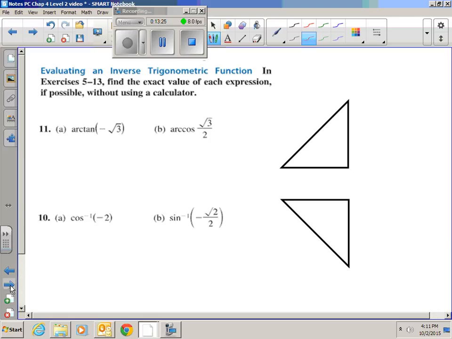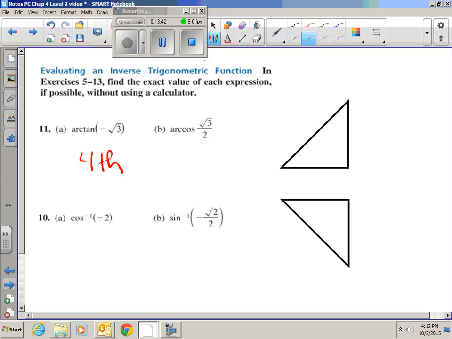This is from your homework. I'm not doing all of them, but I'll do a few. Let's look at number 11 here. A, I need to find the arctan of negative √3. Notice that arctan of a negative is going to go to the fourth quadrant. So I'm going to go to the fourth quadrant.